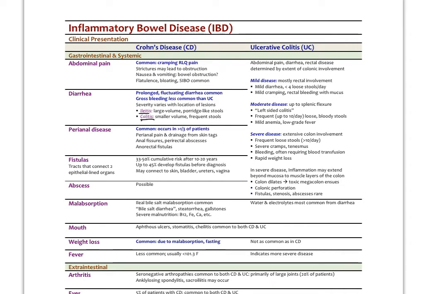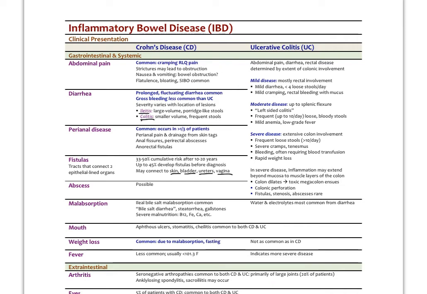Fistulas, again, are very common in Crohn's disease especially, versus UC. A fistula is a tract that connects two epithelial-lined organs. There is up to a 50% cumulative risk after 10 to 20 years with Crohn's disease. Up to 45% develop fistulas before their diagnosis, and that's what actually leads them to go to the doctor. And the fistulas can connect not just to other portions of the intestine, like I had mentioned, but also to the skin, the bladder, the ureters, and the vagina.